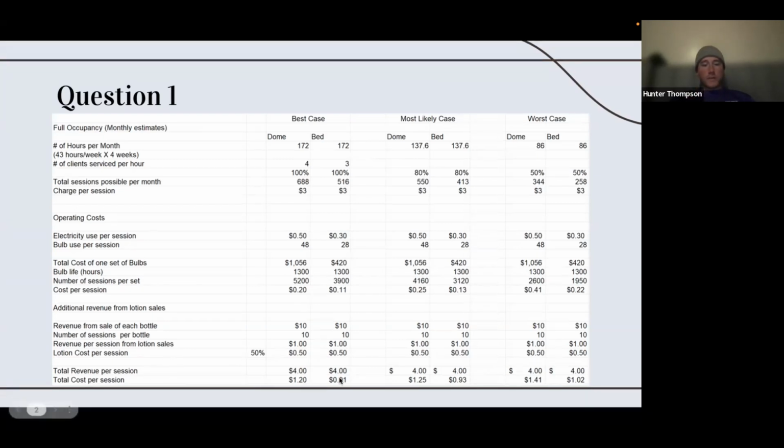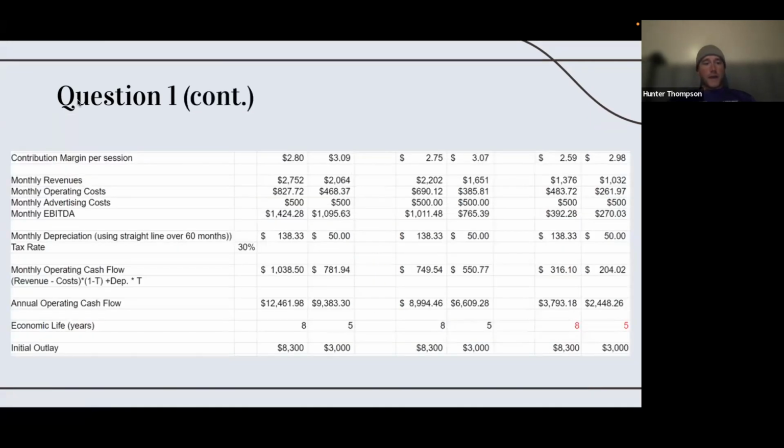So we see revenue per session is going to be the same for each case, but with total cost per session, we see the best case having lower costs here at $1.20 and 91 cents, $1.25 and 93 cents for the most likely case, and at the highest cost for our worst case, we have $1.41 and just over $1 for the bed. And to continue that, we can look at our margins. We see here with the best case, we have the highest margin per session. And then going down here to our lowest margins, we obviously want the higher margins.